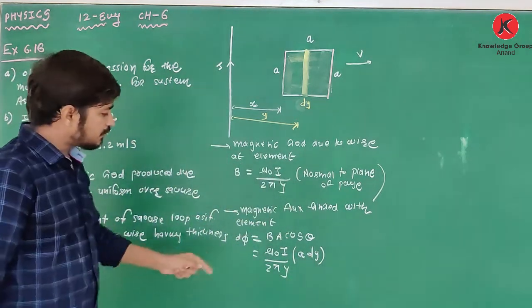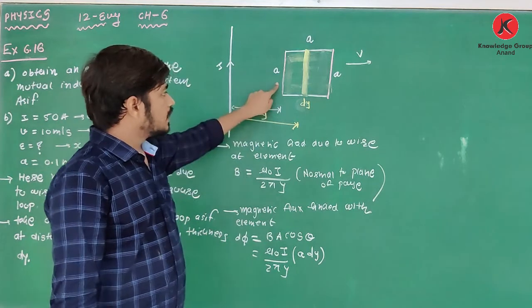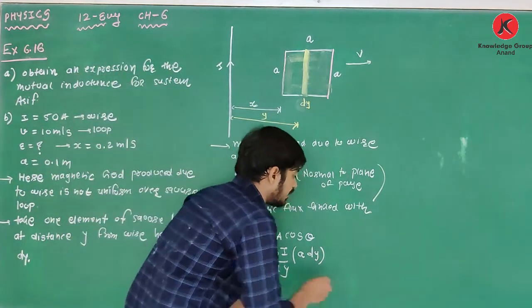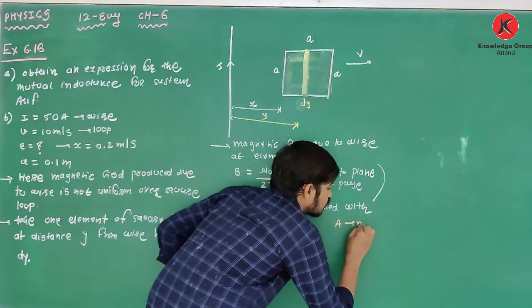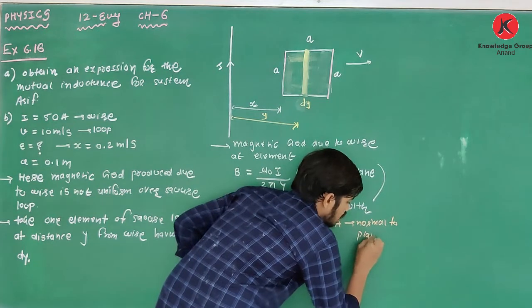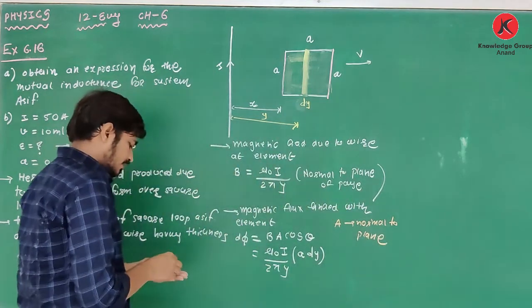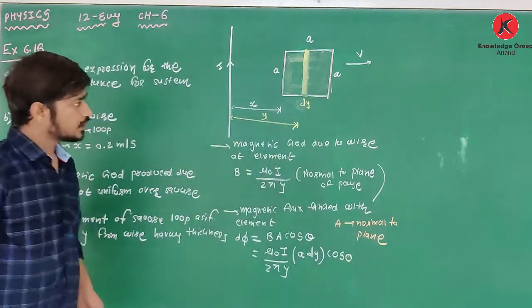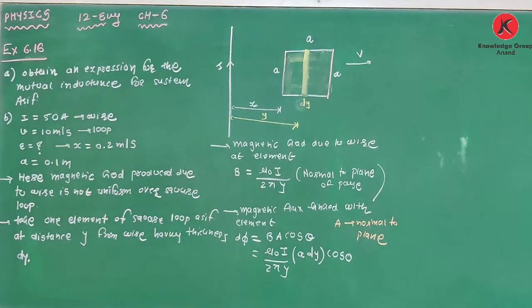Cos theta, theta means the angle between B and A. The magnetic field is normal to the plane. The area vector A is also normal to the plane. So what is the angle between them? The angle between them is 0. So it is cos 0. Clear about this? Yes, it is easy.